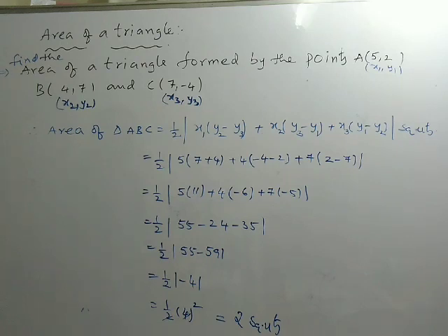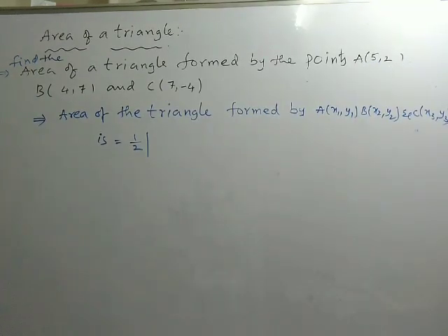Okay, so hope this method is clear for everybody. Using this formula we can find the area of a triangle. Now let me explain method 2. What is the other method to find the area of a triangle when 3 vertices are given to us? So let us discuss the alternate method.